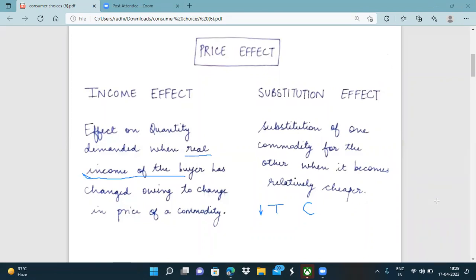The coffee has not become expensive in terms of price. It's just that it is relatively expensive in terms of tea because the price of tea has fallen. So I would like to buy more of tea and substitute tea in place of coffee. So this is what the substitution effect states. I hope both the substitution effect and income effect are clear to you.